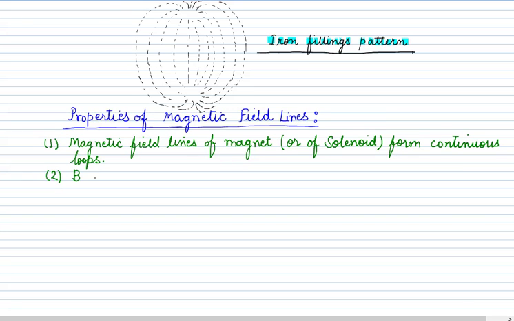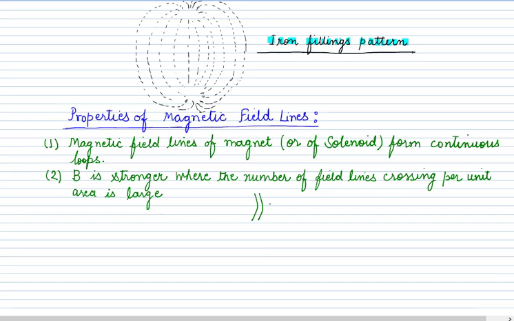The second point is that the magnetic field is stronger where the number of field lines crossing per unit area is more. We use B to represent the magnetic field. That means wherever the density of the magnetic field lines is more, the magnetic field is stronger in that area. If you have a higher density of magnetic field lines crossing in one area compared to another area where the field lines are small in number, then the magnetic field is stronger in the first area. That is how the number of magnetic field lines decides the strength of a magnetic field.